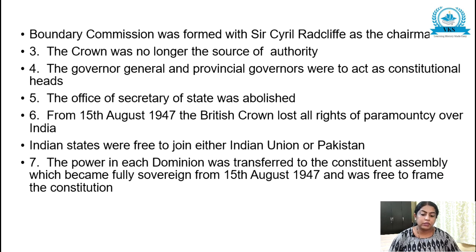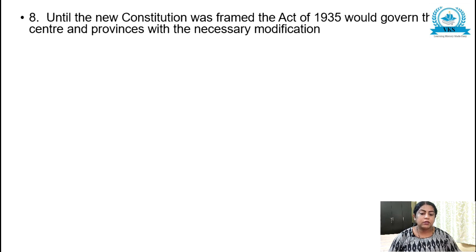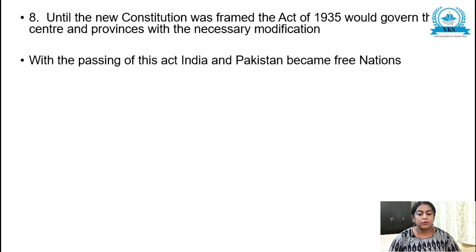The power in each dominion was transferred to the Constituent Assembly, which became a fully sovereign body from 15th August 1947 and was free to frame the Constitution. The Constituent Assembly had dual roles, constituent and legislative. Until the new Constitution was framed, the Act of 1935 would govern the centre and provinces with necessary modifications. With the passing of this Act, India and Pakistan became free nations.